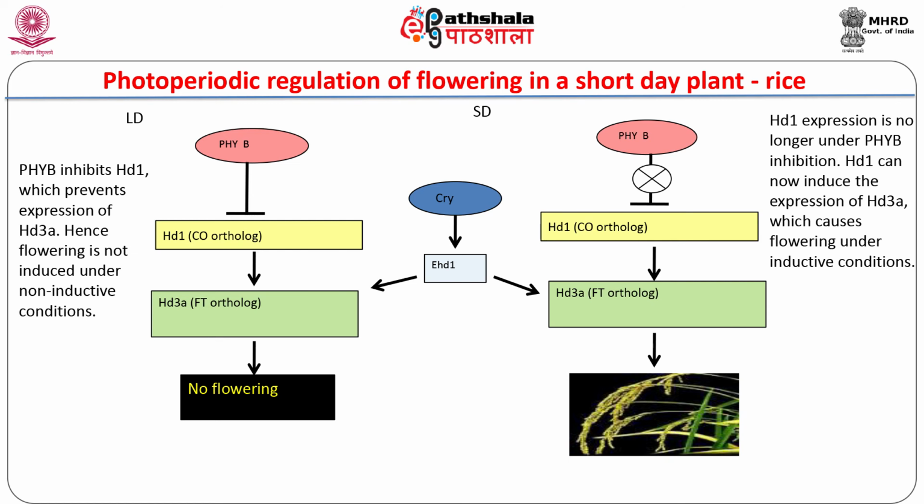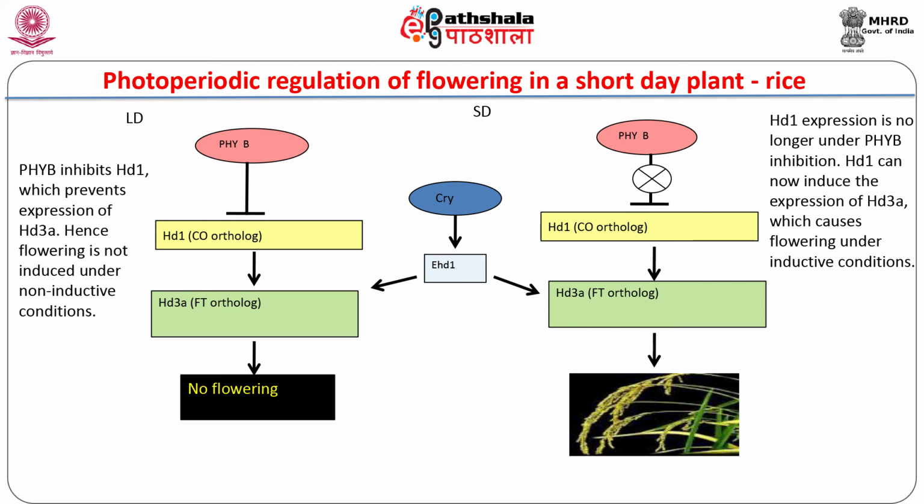Rice also uses the same photoreceptors and clock components for regulating flowering. Under long days, activated phytochrome B in the PFR form inhibits the CO ortholog in rice called heading date 1 or HD1. Inhibition of HD1 prevents expression of the FT ortholog in rice called HD3A. Hence, flowering is not induced under long days. In short days, HD1 expression is no longer under phytochrome B control since it peaks in the dark. Hence, HD1 can now induce the expression of HD3A, which triggers flowering under short days.